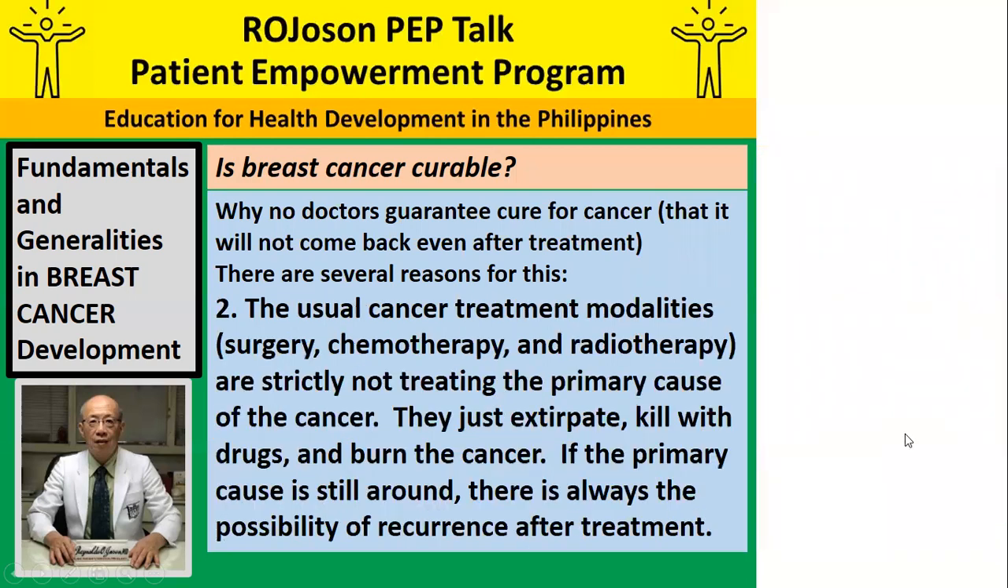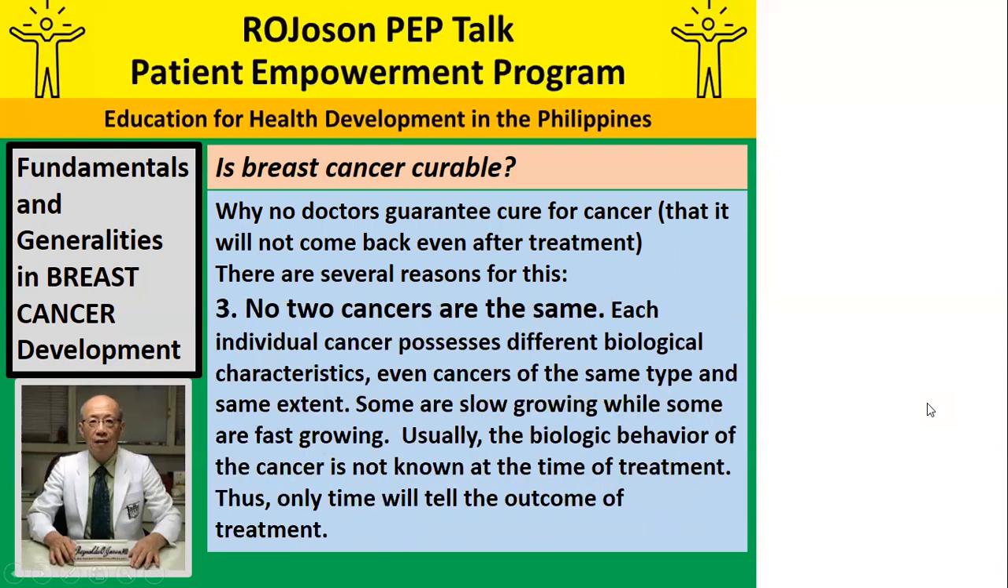The second reason is that the usual cancer treatment modalities like surgery, chemotherapy, and radiotherapy are strictly not treating the primary cause of the cancer, because we don't know exactly where the cause is. They just extirpate, kill with drugs, and burn the cancer. If the primary cause is still around, there's always the possibility of recurrence after treatment.